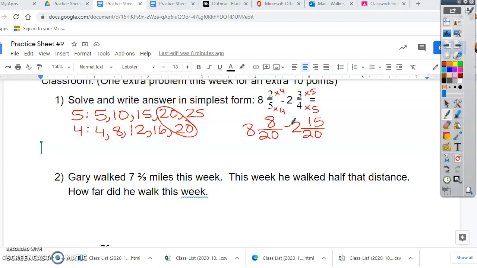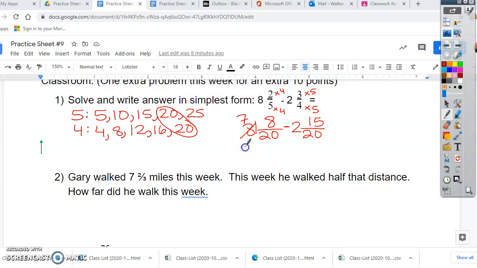So I want you to look at this. I'm going to stop just for a second and make sure you're seeing what I'm seeing here, which is I have 8 pieces and I need to take away 15 pieces. So I do not have enough pieces. So I have to borrow, right? Or regroup. So the 8 is going to become a 7, and I borrow 1 whole. Okay? I borrow 1 whole.